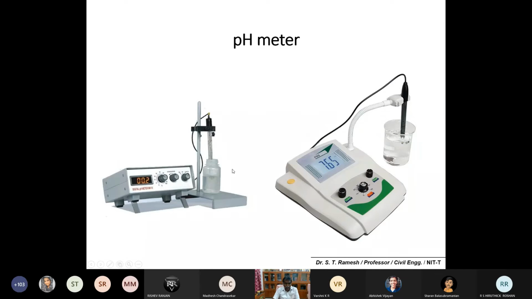This is the typical pH meter. This is what I told you, number one. This is the digital pH meter.